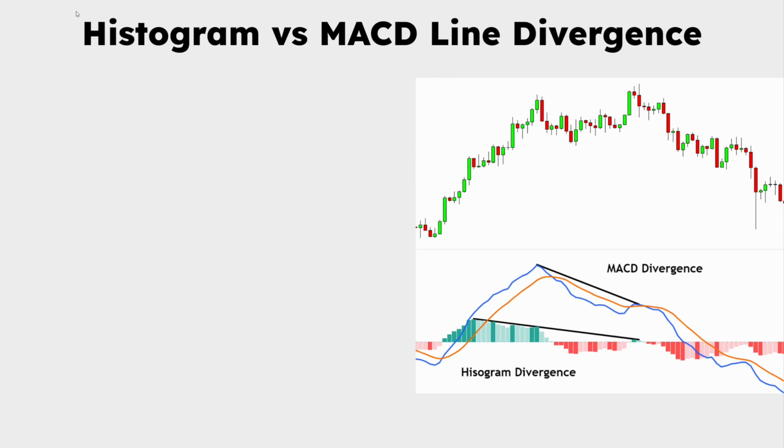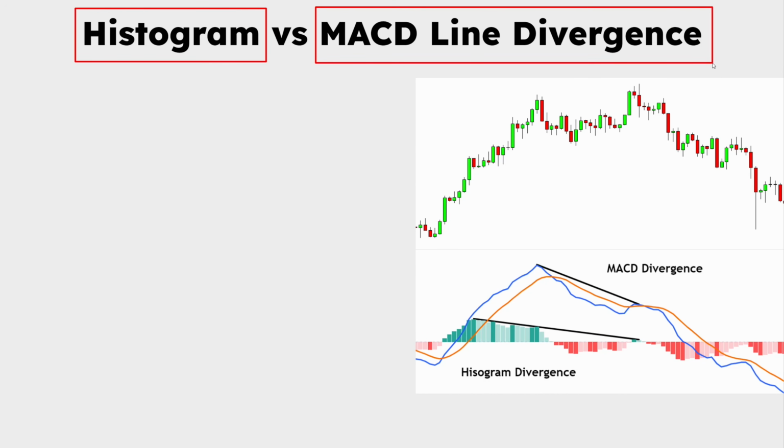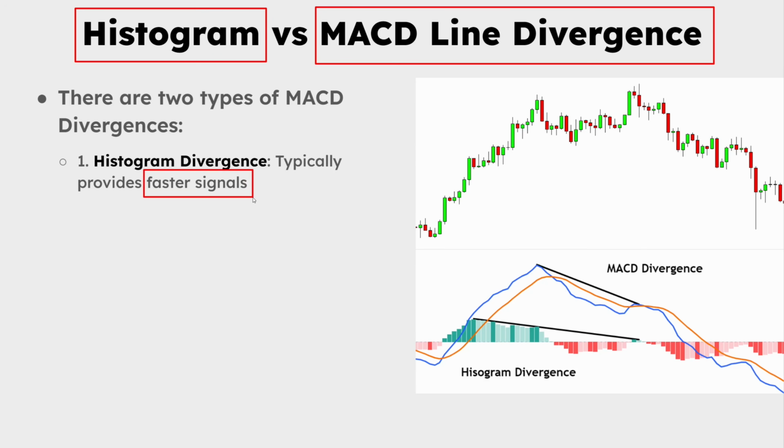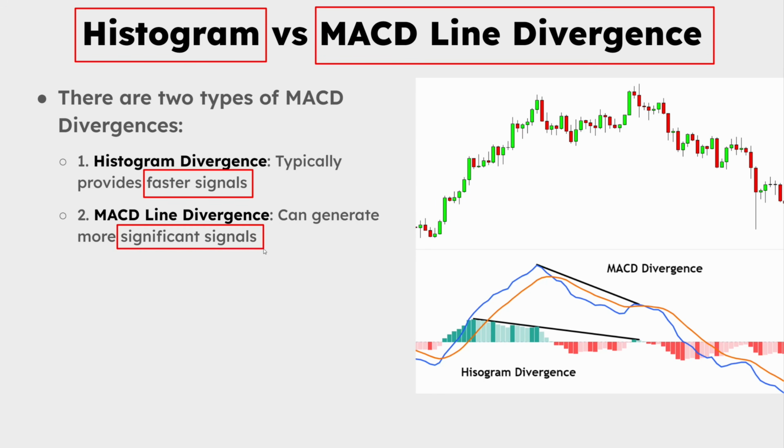We need to learn about the difference between histogram divergence and MACD line divergence. So basically, as I said, there are two types of MACD divergence. First of all, we have the histogram divergence. And the histogram divergence typically provides faster signals, while the other type, the MACD line divergence, can generate more significant signals.